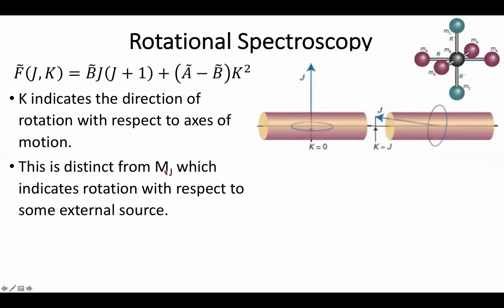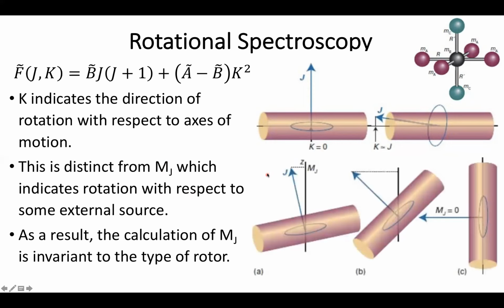So m sub j is also telling us a lot about the direction in which motion is occurring. But m sub j indicates the rotation with respect to an external source. So I have some detector that I'm going to call in the z direction. And then I'm going to be seeing how much of that motion occurs into the z direction. So let's look at essentially 3 cases where k equals 0.